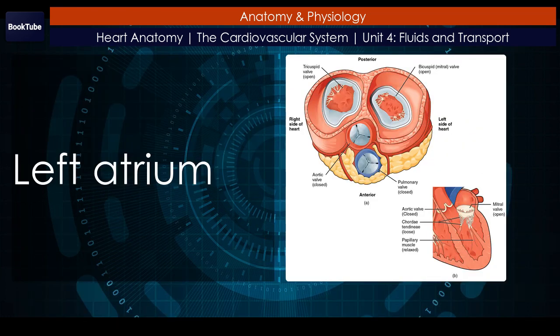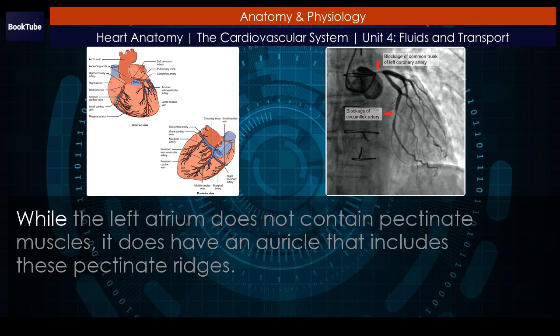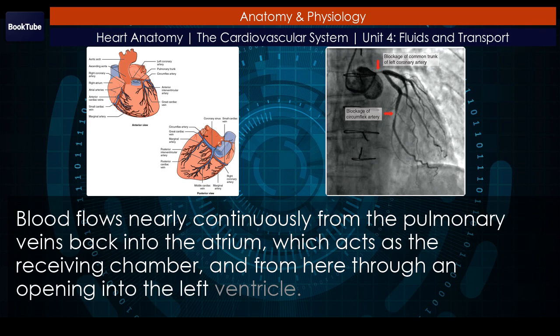Left atrium. After exchange of gases in the pulmonary capillaries, blood returns to the left atrium high in oxygen via one of the 4 pulmonary veins. While the left atrium does not contain pectinate muscles, it does have an auricle that includes these pectinate ridges. Blood flows nearly continuously from the pulmonary veins back into the atrium, which acts as the receiving chamber, and from here through an opening into the left ventricle.